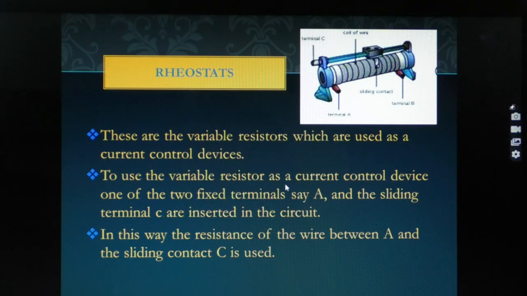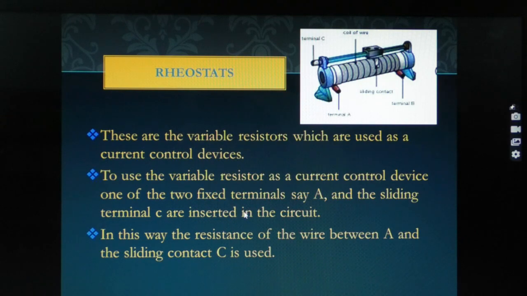To use the variable resistor as a current control device, one of the two fixed terminals, say A, and the sliding terminal C, are inserted in the circuit. So definitely when we use the third contact, that is the sliding contact, this changes the length of the conducting wire. And in the previous lecture, we discussed that resistance of a resistor is directly proportional to the length of a conductor. Smaller the length, less would be the resistance, and vice versa.